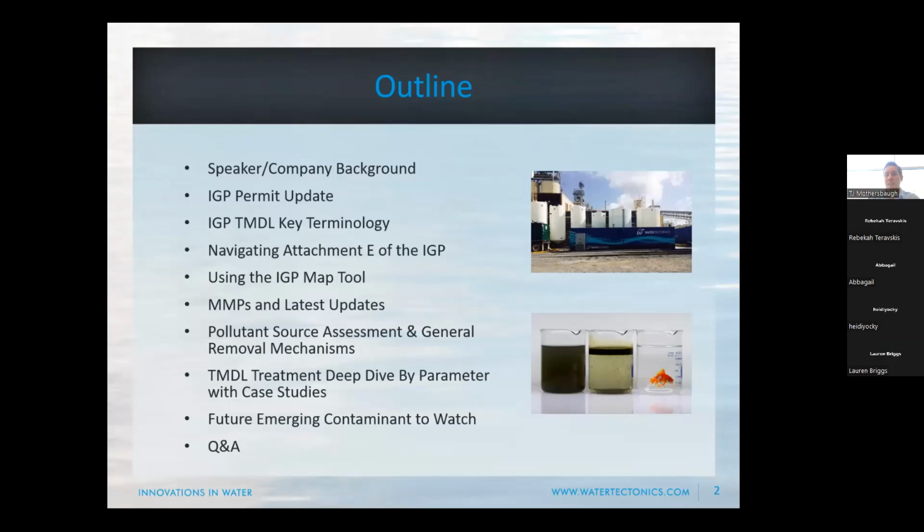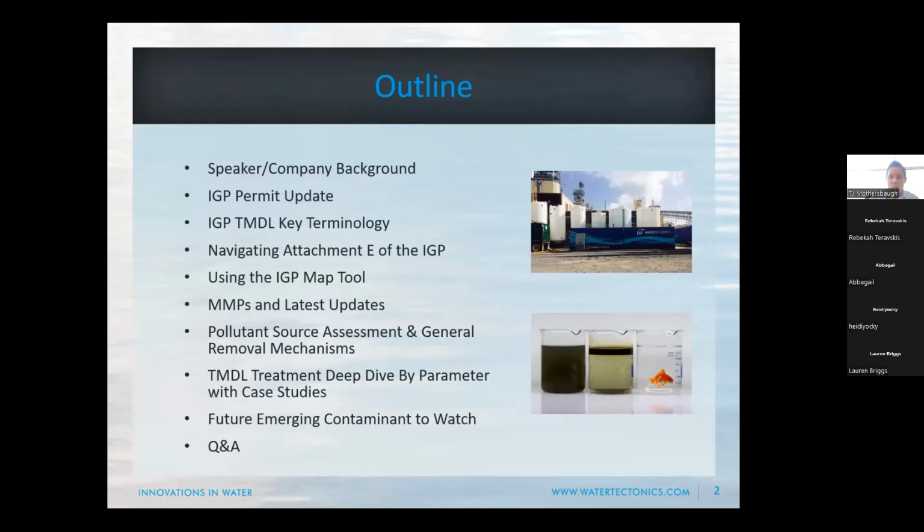We'll walk through Attachment E of the IGP. This is really where you find a lot of key information related to these issues. I'll help you navigate that, how to use the IGP Map Tool, minimum mandatory penalties, and updates there. We'll talk about how you locate some of these pollutants on your site, and how you deal with them if you do have to treat for them. Then I'll do a deep dive by parameter, looking at some of the top TMDL issues, case studies around those that we've done, and some things to consider there.